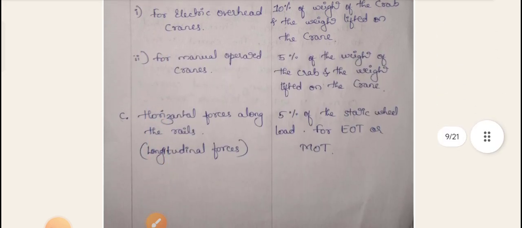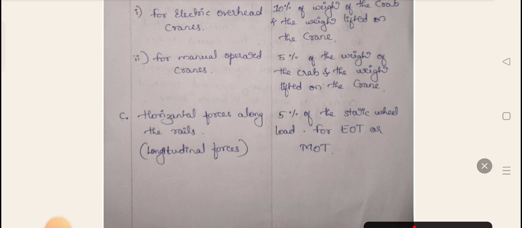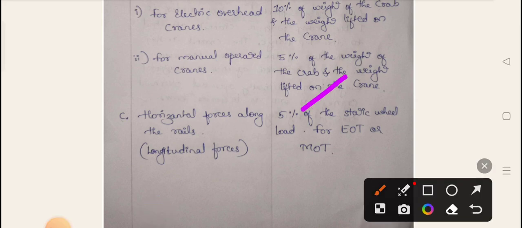Next one is for horizontal force along the rails. It is called longitudinal force. For that one, we are supposed to consider 5% of the static wheel load, for EOT and MOT. EOT means electrically operated and MOT means manually operated. This is the thing you should remember.